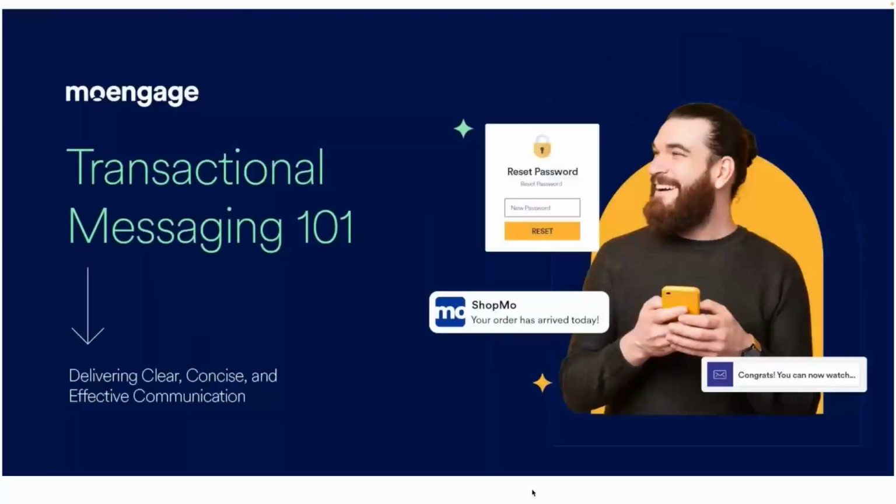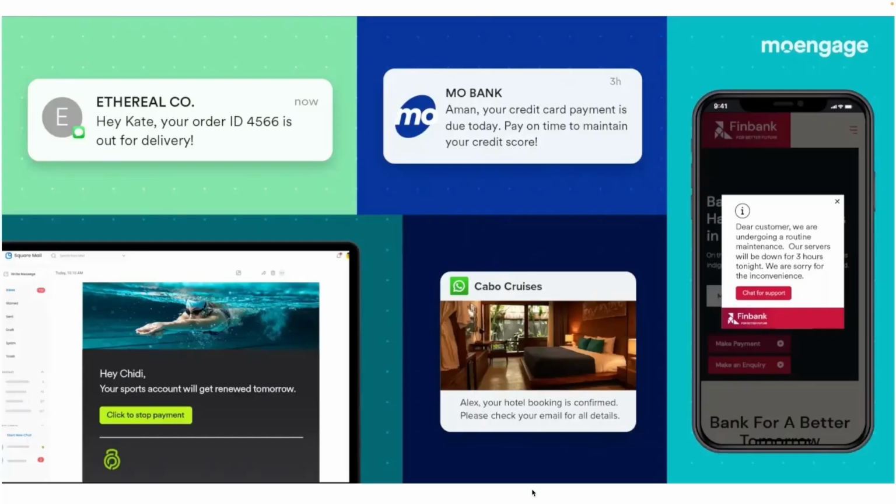Hello, and welcome to a complete demo of MoEngage Inform, our unified transactional messaging infrastructure. Today, we are going to cover transactional messages such as OTPs, password resets, order confirmations, shipping updates, and more. These are crucial for your business, and they demand high reliability.